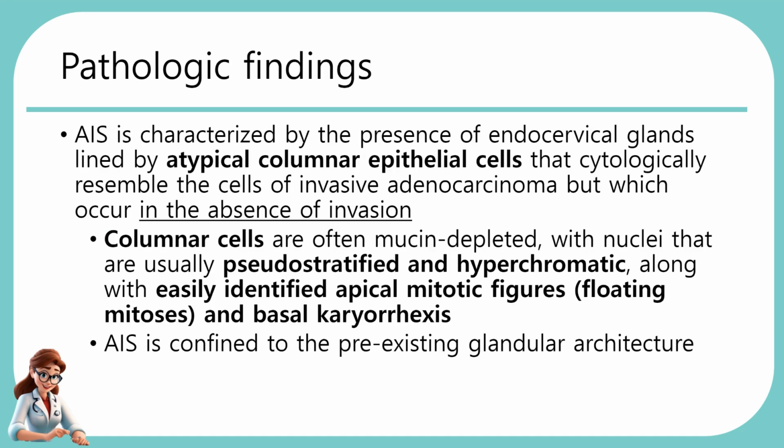Microscopically, AIS is characterized by the presence of endocervical glands, lined by atypical columnar epithelial cells that cytologically resemble the cells of invasive adenocarcinoma but which occur in the absence of invasion. The cardinal features are columnar cells, often mucin depleted, with nuclei that are usually pseudostratified and hyperchromatic, along with easily identified apical mitotic figures, floating mitoses, and basal karyorhexis. Note that these are the same features that are also important in invasive adenocarcinoma, HPV-associated, of the uterine cervix.